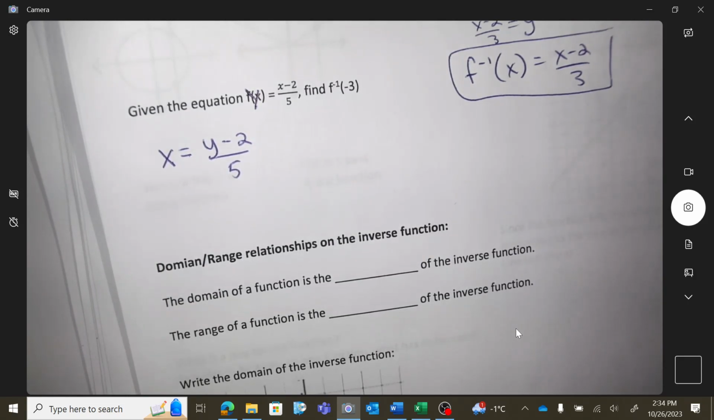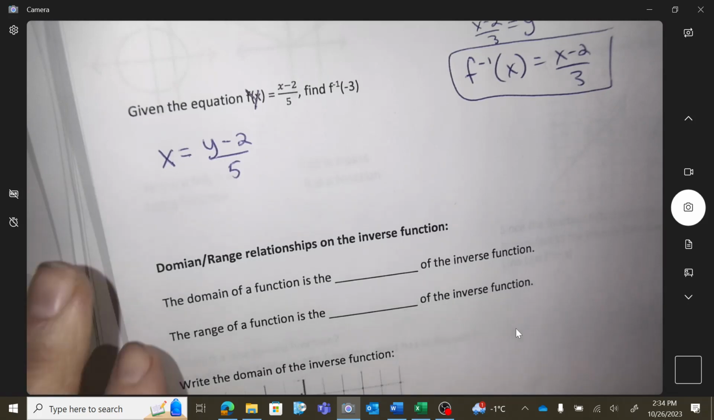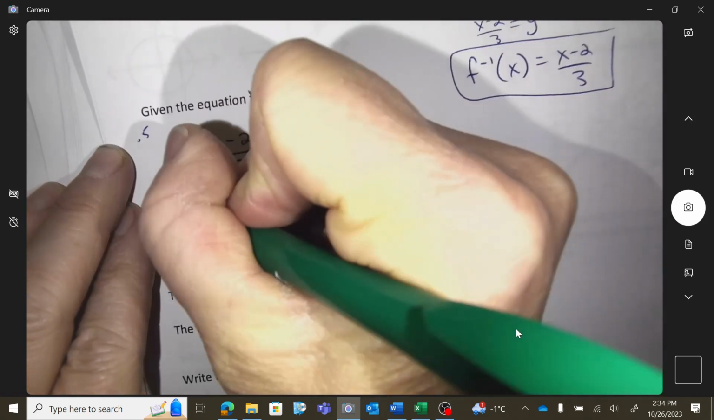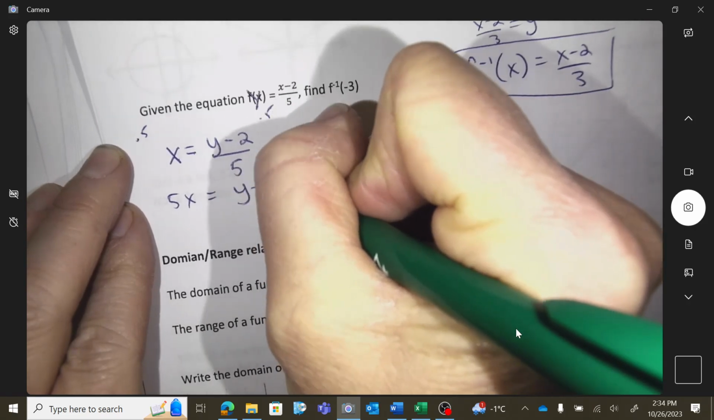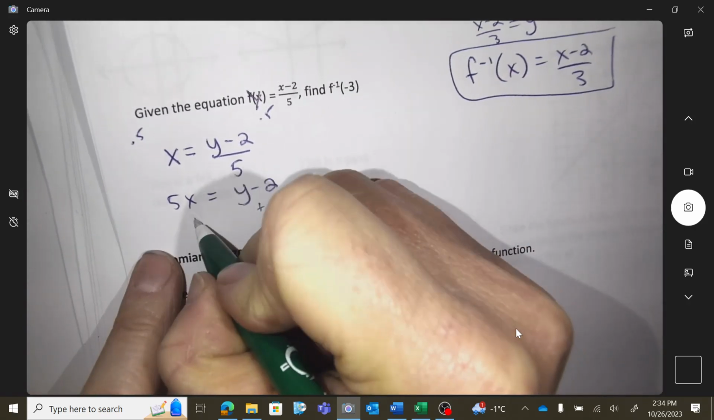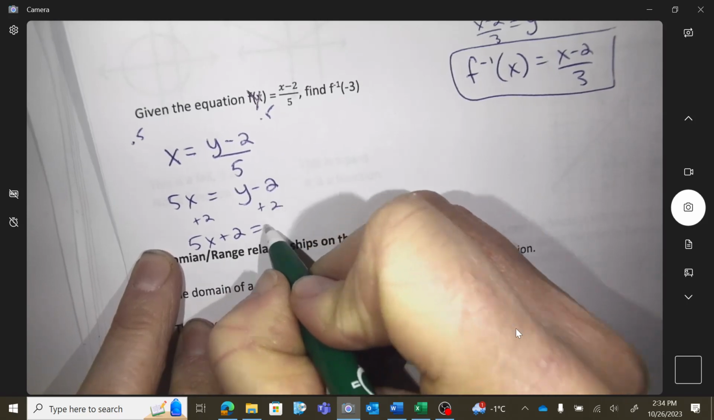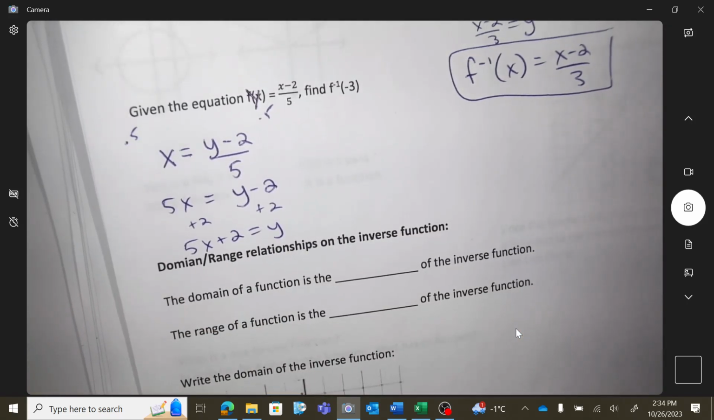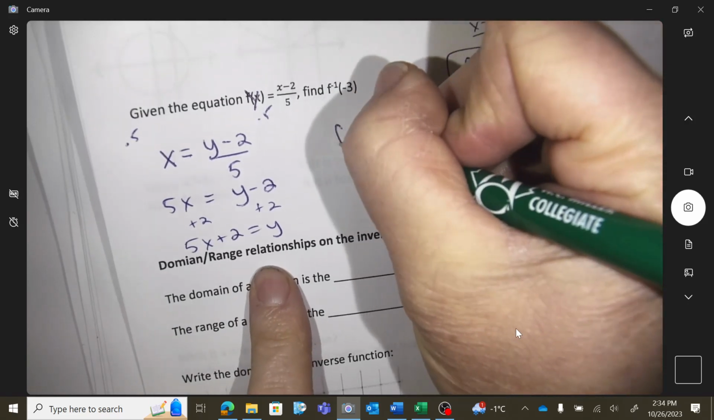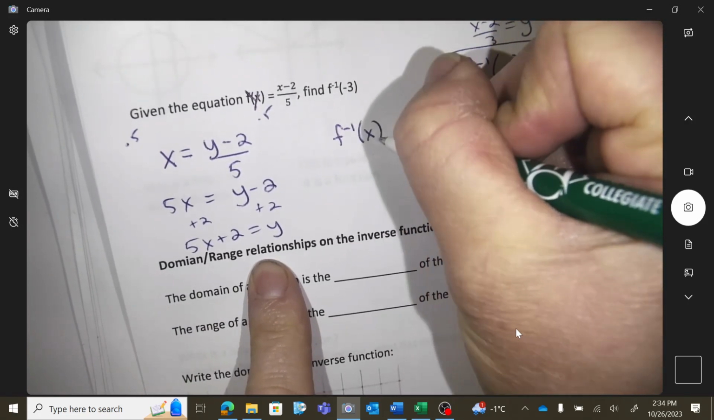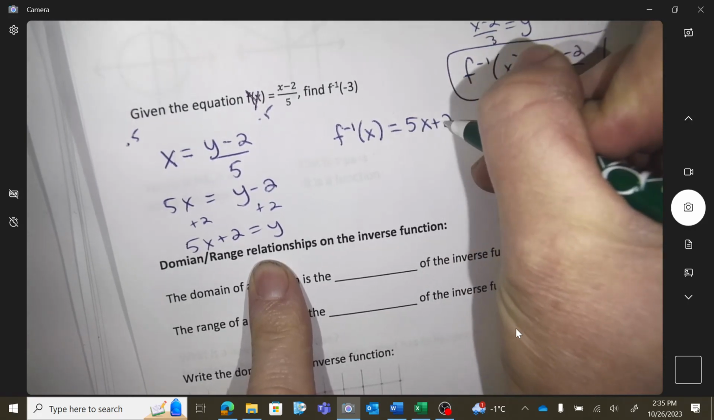Okay, apply the inverse, so get the switch. Now I need a y equals out of this. So get me your algebra moves. What are you going to do algebraically? Times by 5. And add 2. And then you have a y equals equation. Okay? Fancy writing would now say the inverse equation equals this.